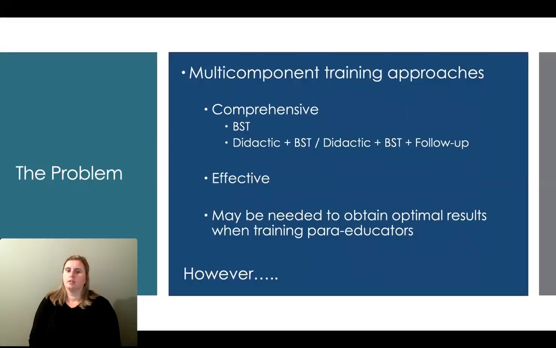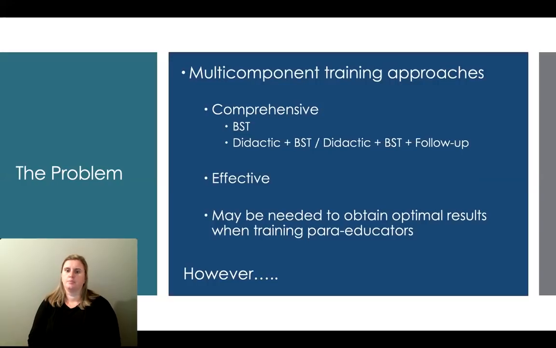Performance feedback, of course, is a critical component in professional development, which must be included in training interventions for our paraeducators. And of course, using training strategies that are performance and competency-based, such as behavioral skills training, or a combination of antecedent and consequent strategies that really strengthen the power of our training interventions, such as didactic training plus skills training and such.